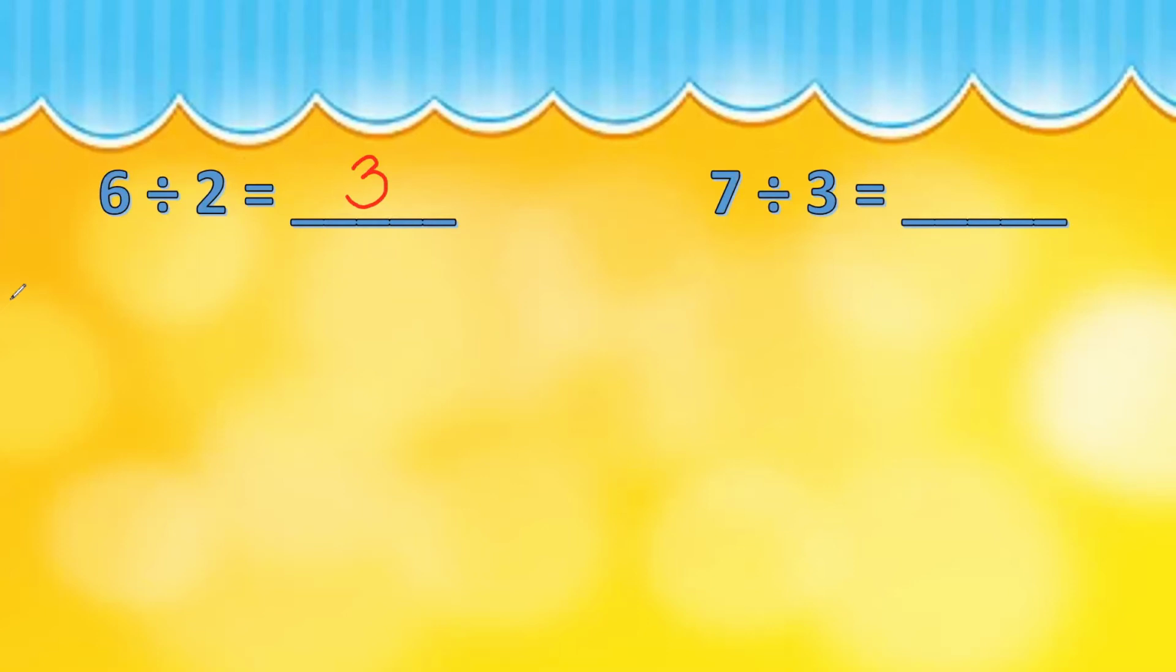Now let's continue with the next example. 7 divided by 3. In here, if we use the multiplication table, we cannot find any number that if you multiply by 3, you will get 7. So if it is not in the multiplication table, it means that the number that we are dividing is not exact. There will be a remainder.